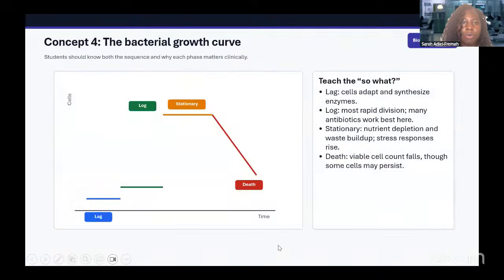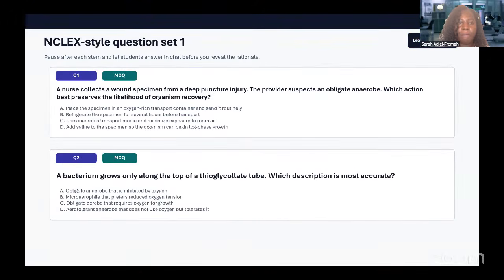Okay, so in our next review section, we'll focus mainly on concept 4, which is bacterial growth. But for the purpose of today, we just want to master a few concepts. So let's start first. These are NCLEX style questions for critical thinking when it comes to microbiology, microbial nutrition, and growth. For most of these questions, we're going to pause for you to answer them in the chat, and then we'll provide the rationale behind why the answer is this option. So let's start with the very first one.